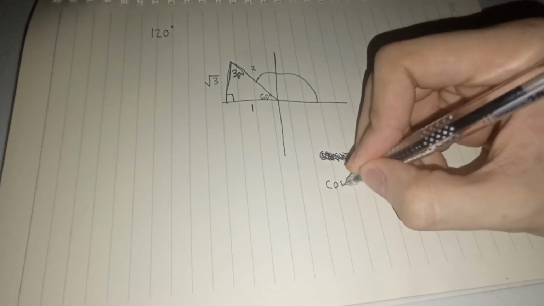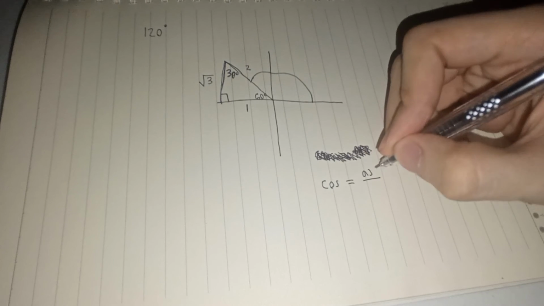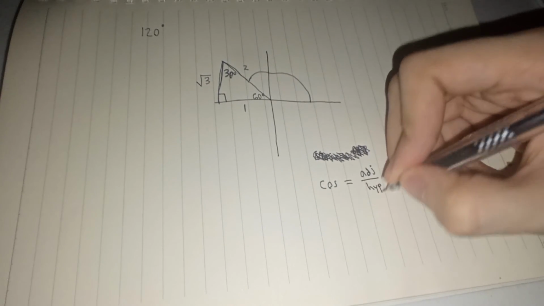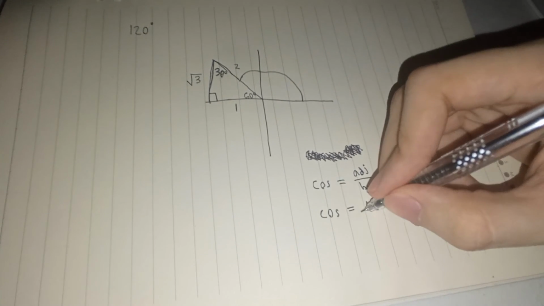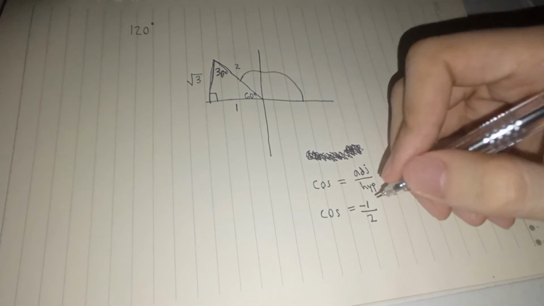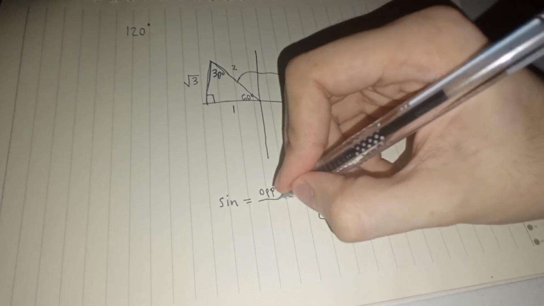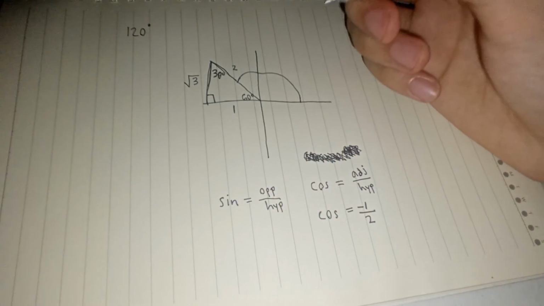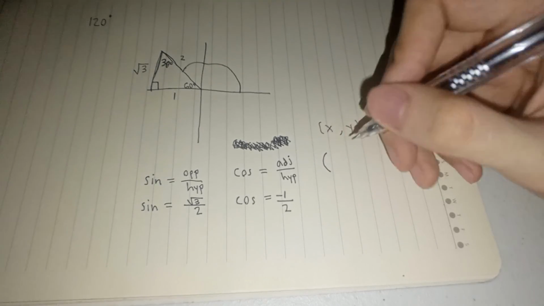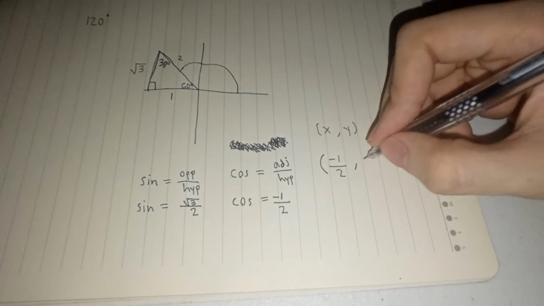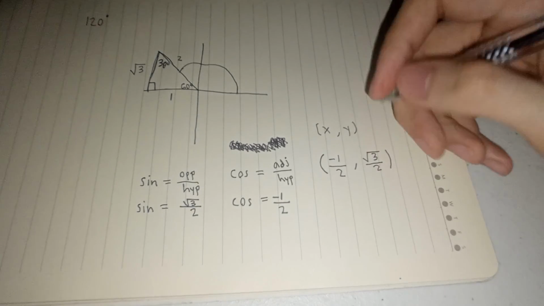Let's get the cosine. Cosine is equal to adjacent over hypotenuse. The adjacent of our reference angle of 60 is 1, and the hypotenuse is 2. Let's now get the sine. Sine is equal to opposite over hypotenuse. The opposite of our reference angle is square root of 3, and the hypotenuse is 2. The coordinates x and y are -1 over 2 and square root of 3 over 2.